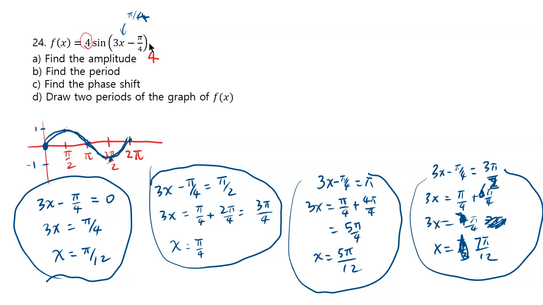All right, and then finally, I want to know when 3x minus pi over 4 is equal to 2 pi. Add pi over 4 both sides. Rewrite 2 pi as 8 pi over 4, and 3x would be 9 pi over 4. Dividing by 3 both sides, you get x equals 3 pi over 4.